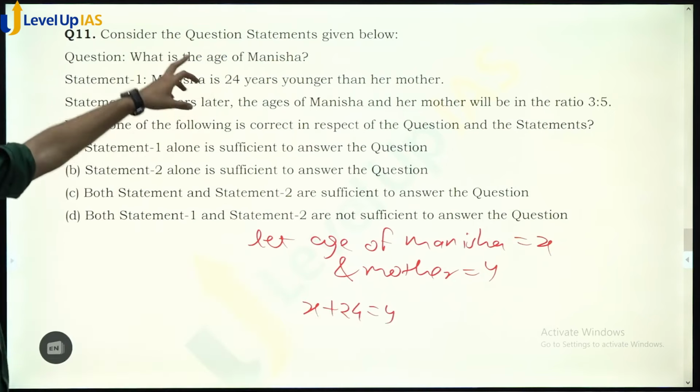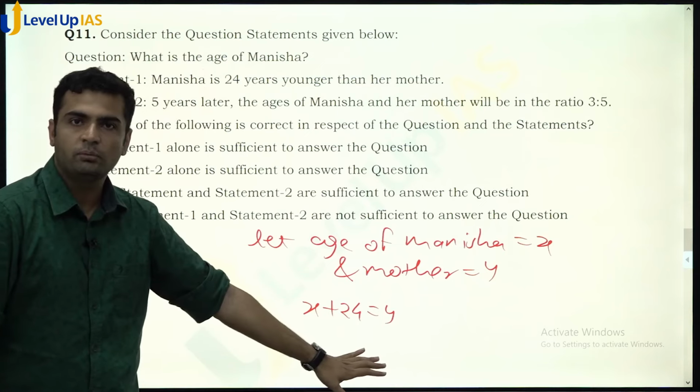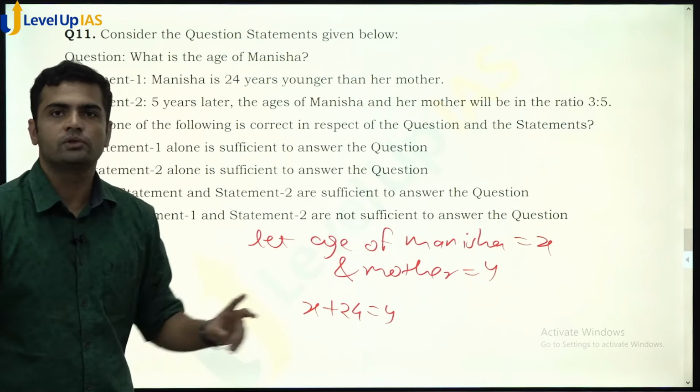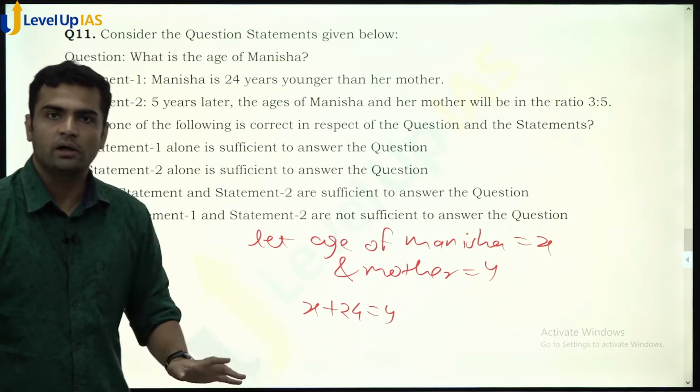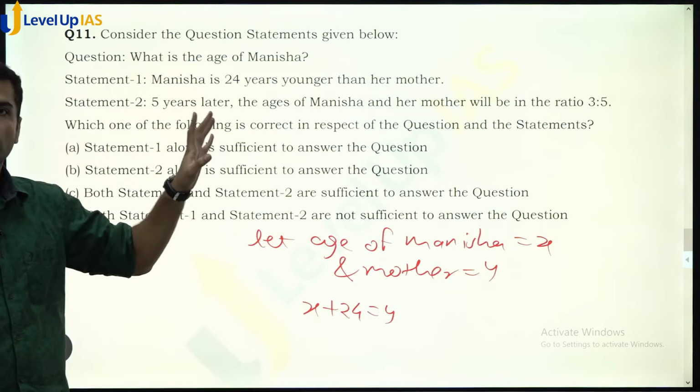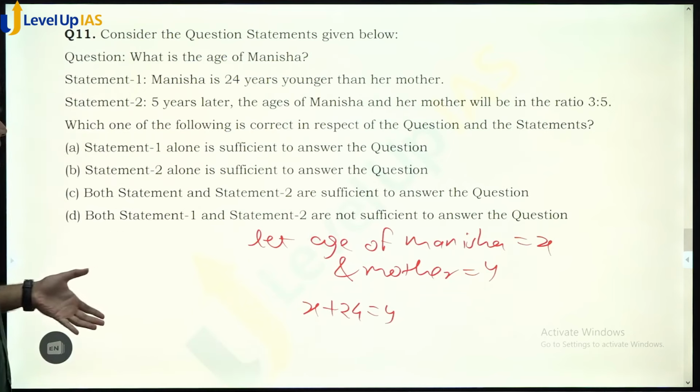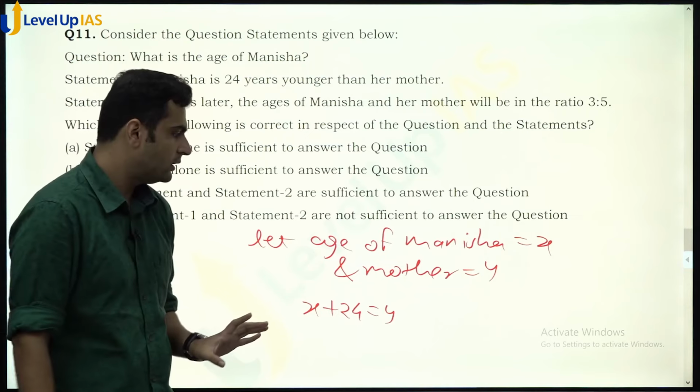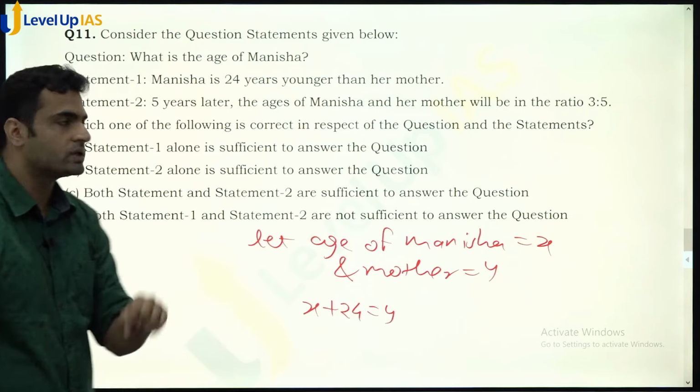Now is this sufficient to find X? Can we find X from here? Can we find two unknowns using only one equation? Never. So statement 1 cannot be enough. Statement 1 cannot be sufficient because there are two unknowns and only one equation.